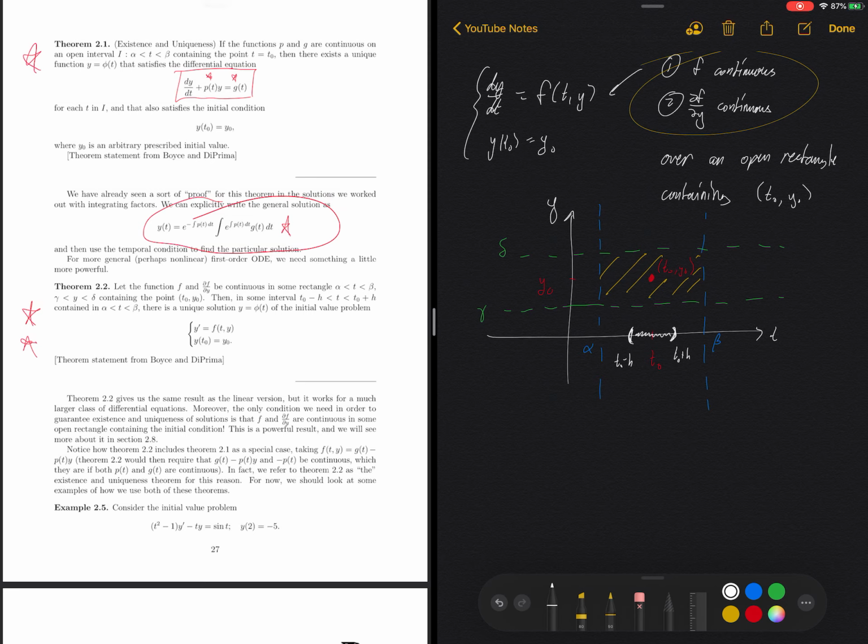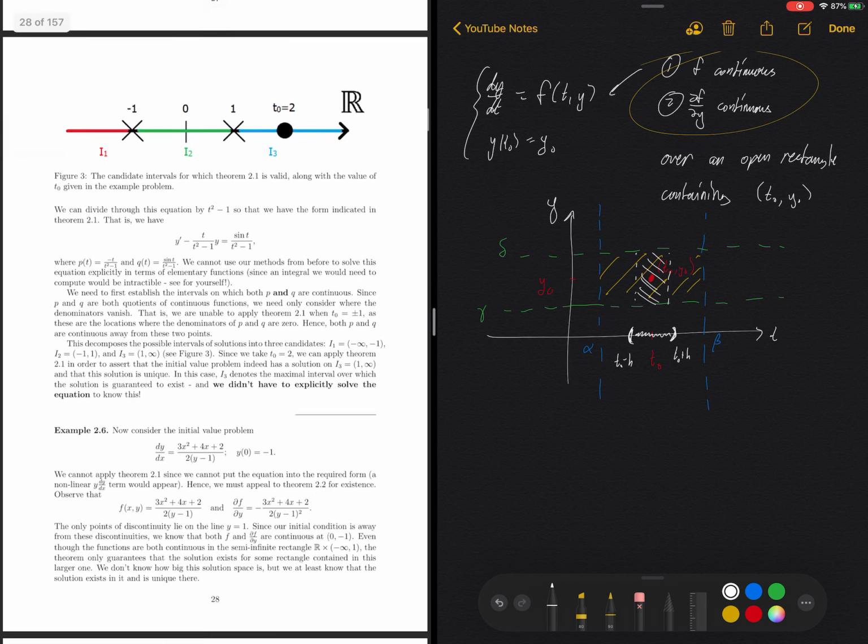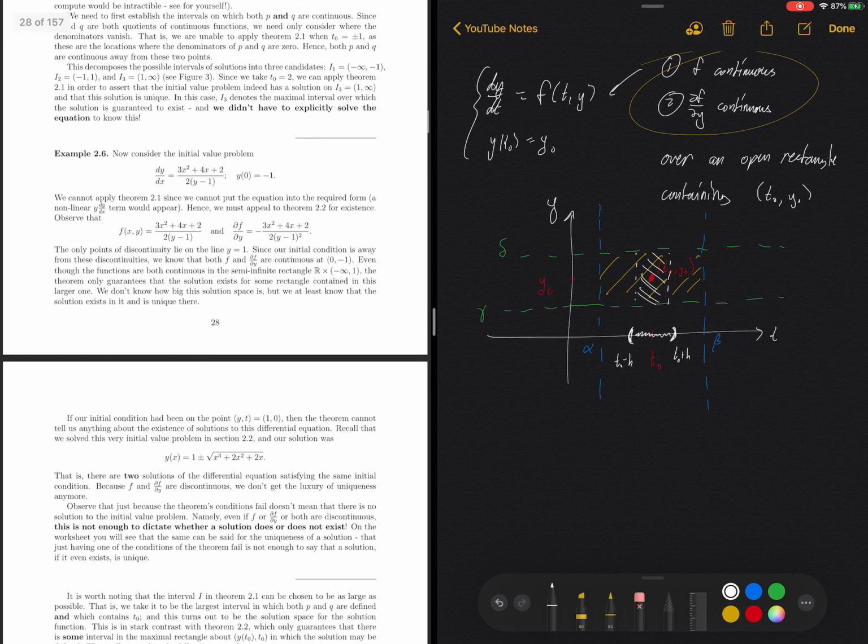Even though I'm able to show that my function is a C1 function, continuous with a continuous first partial derivative in y, I can guarantee that there is at least some sub-interval here. I'm not necessarily allowed to take the entire rectangle, but I know that there is going to be some interval about t0 where my solution exists.